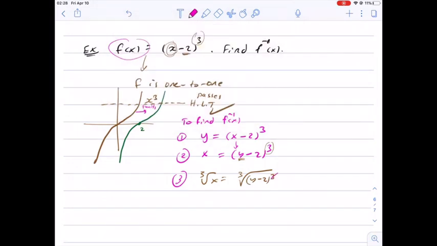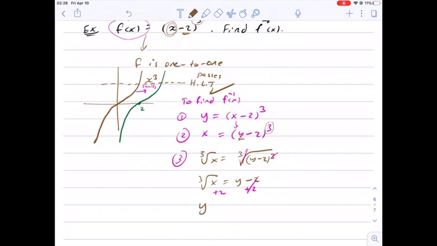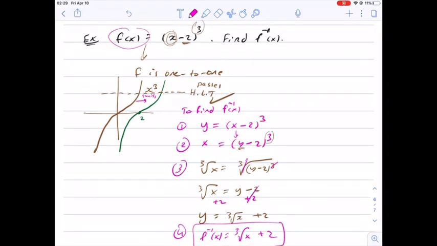And then we simplify. As you can see, we can cancel the 3 with the cube root. So we get cube root of x equals y minus 2. And the final step is to add 2 in order to isolate y. So this is cube root of x plus 2. Now the last step is to replace y with f inverse of x. So we get this function. This is the inverse of the function f of x equals (x minus 2) cubed.